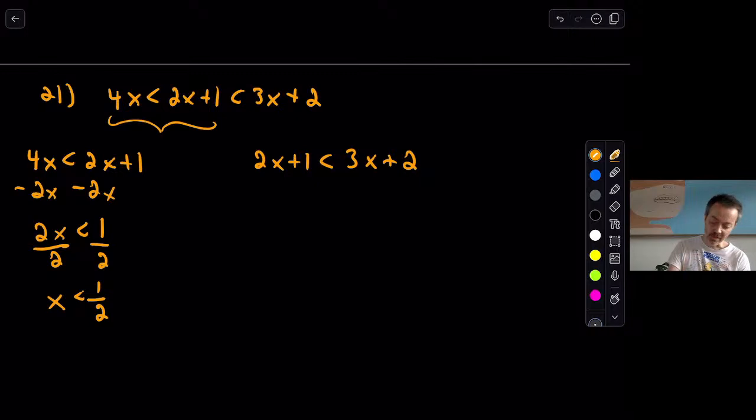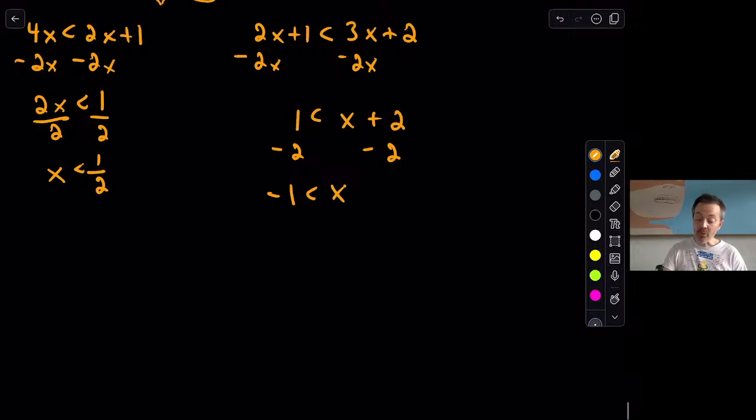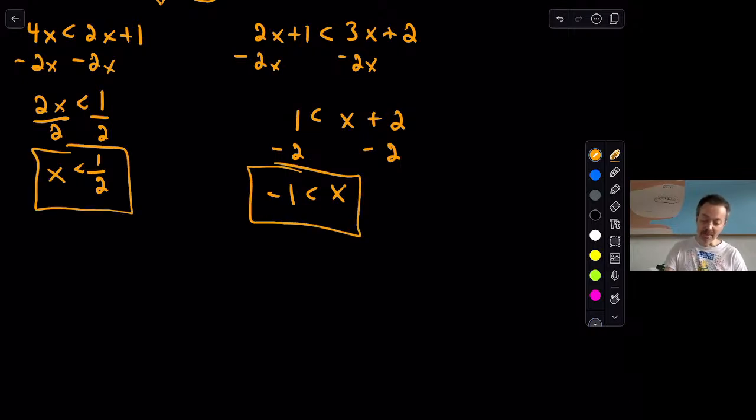Well, let's look at this other part. So I can subtract 2x. So that's 1 less than x plus 2. Then I can subtract 2, subtract 2. It says x has to be greater than -1. So both of these have to be satisfied. It has to make that inequality happy, and it has to make that other inequality happy. So x must satisfy both.